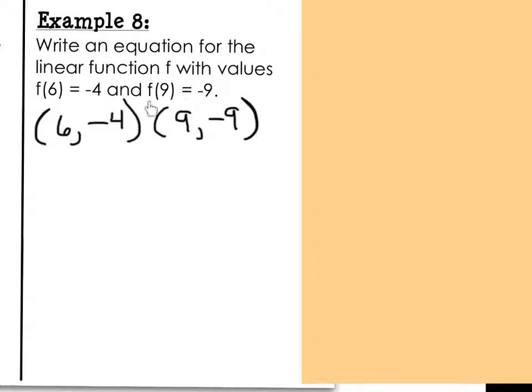This particular function also says f of 9 equals -9, where 9 is our x value and -9 is our y value. Knowing that you have these 2 points, we're going to write our linear equation using these 2 points. Once again, we need to solve for our slope. So we're going to use our slope equation, which is y sub 2 minus y sub 1, divided by x sub 2 minus x sub 1.